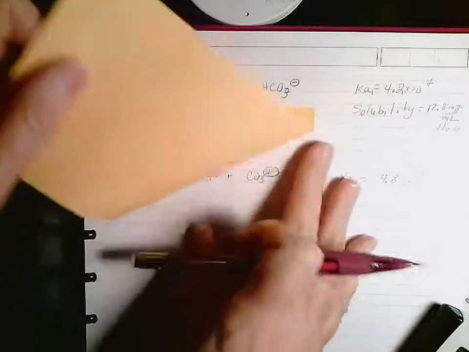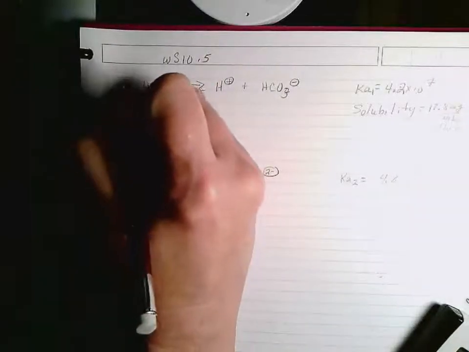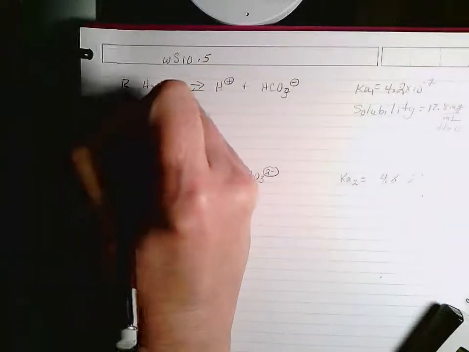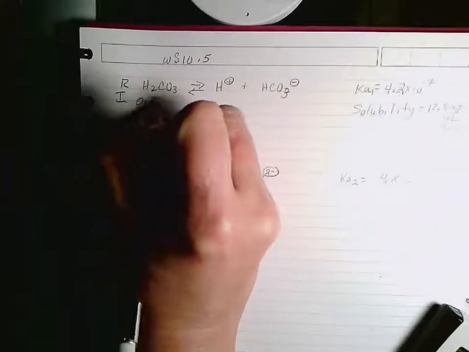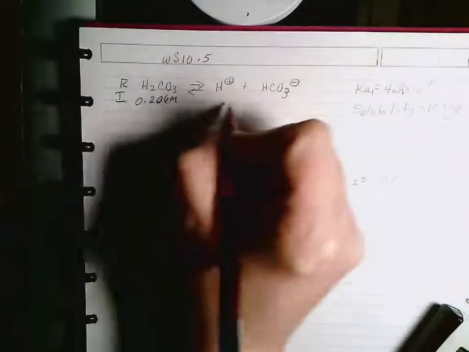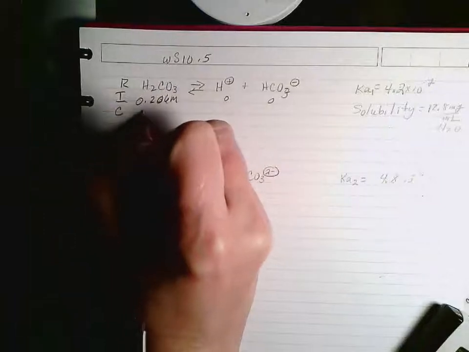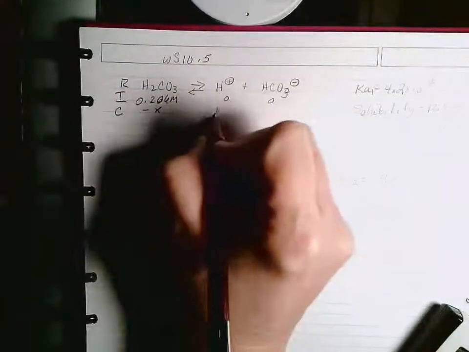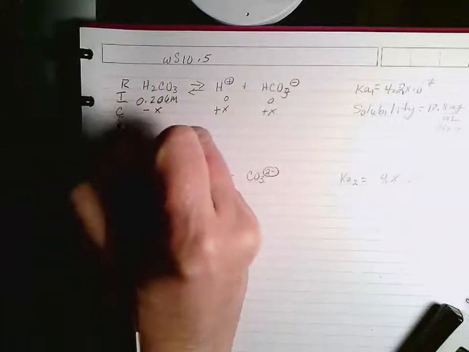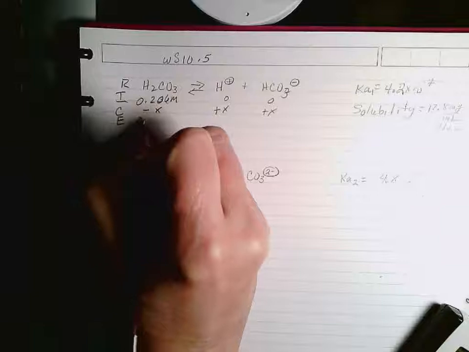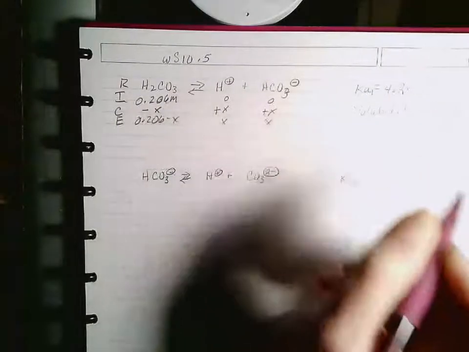So under here I've started setting up the problem, and I have my reaction, and my initial I'm getting from that solubility. So that's going to be 0.206 molar, and I would have 0 of this and 0 of that. My change is that I'm going to lose X here, I would gain X here, and I would gain X here, and you just do it stepwise. And so at equilibrium, this would be 0.206 minus X. This would be X, and this would be X.